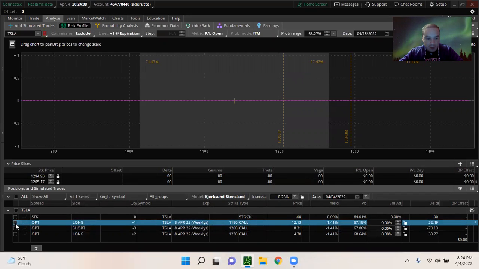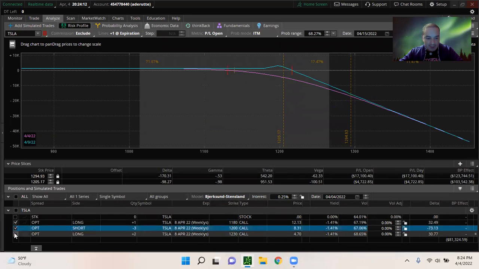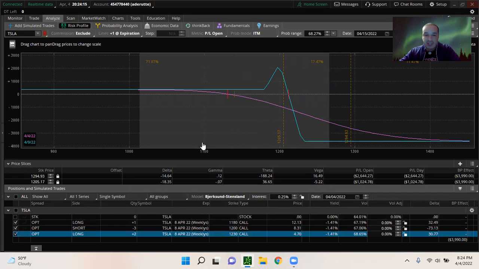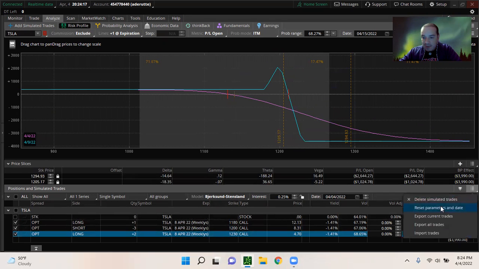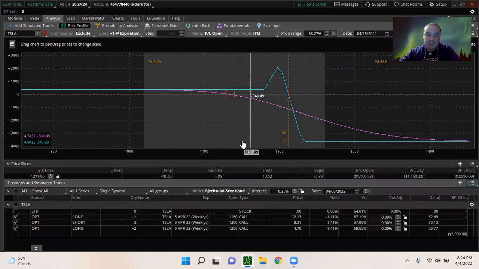I bought the 1180. I sold 3 of the 1200, and I bought 2 of the 1230 for protection. Let me reset my parameters here. Always do that when you're using the Analyze tab, the risk profile. So, all right, my break-even price is going to be 1211 because I received a credit of 340, and it's already Monday's over, so it's basically Tuesday, right? The trading day of Monday's over. It's Monday evening.